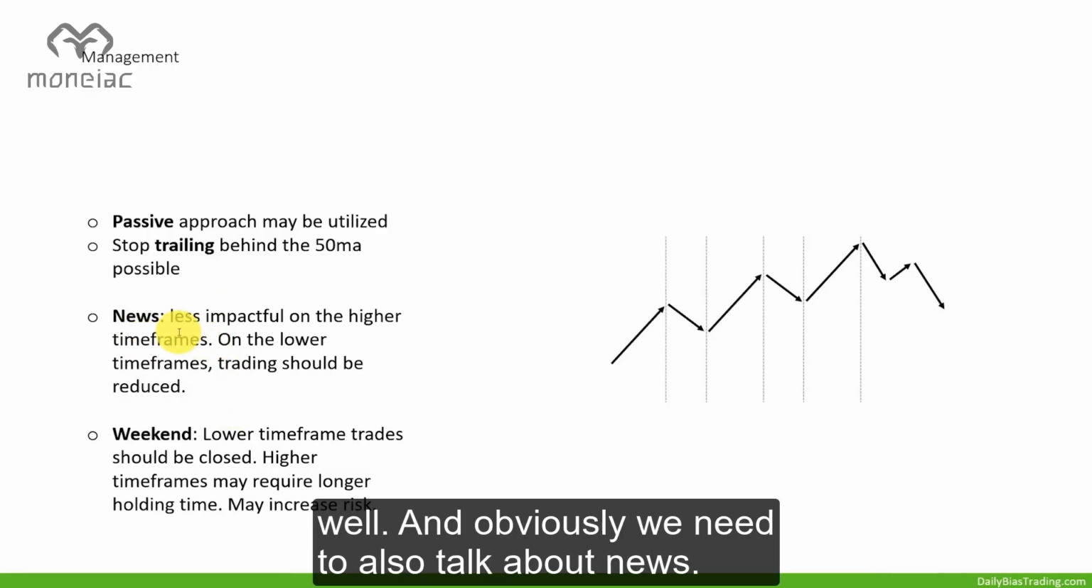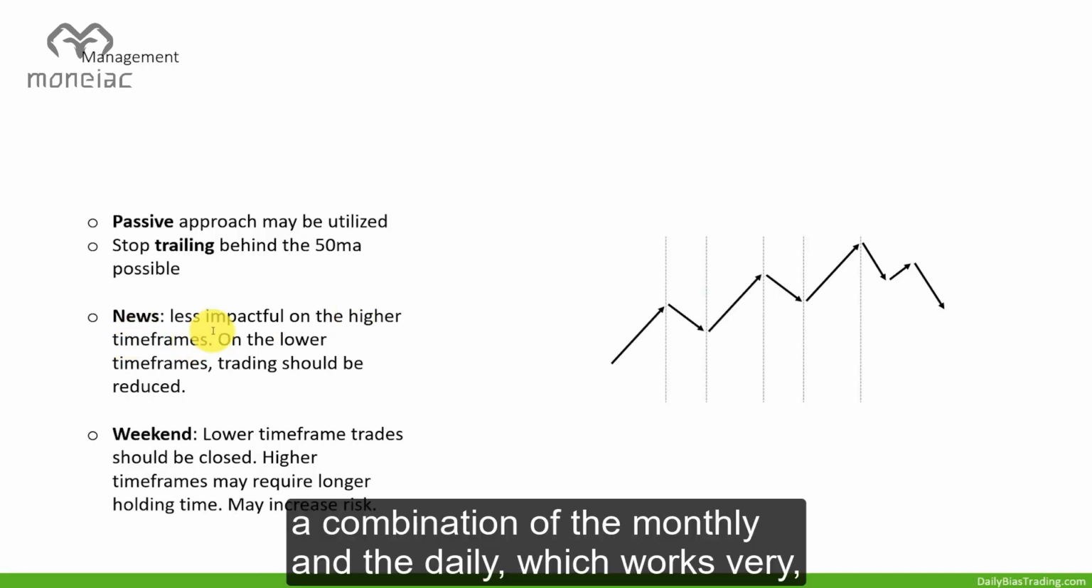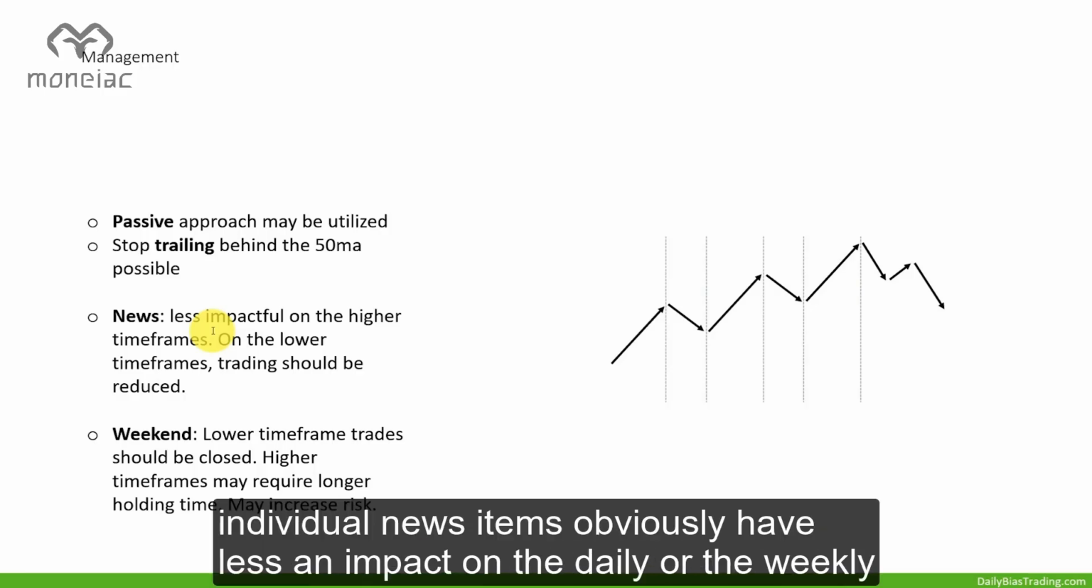And obviously, we need to also talk about news. News are less impactful on the higher time frames. So if you trade, for example, a combination of the monthly and the daily, which works very, very well on individual stocks, individual news items obviously have less of an impact on the daily or the weekly time frame.